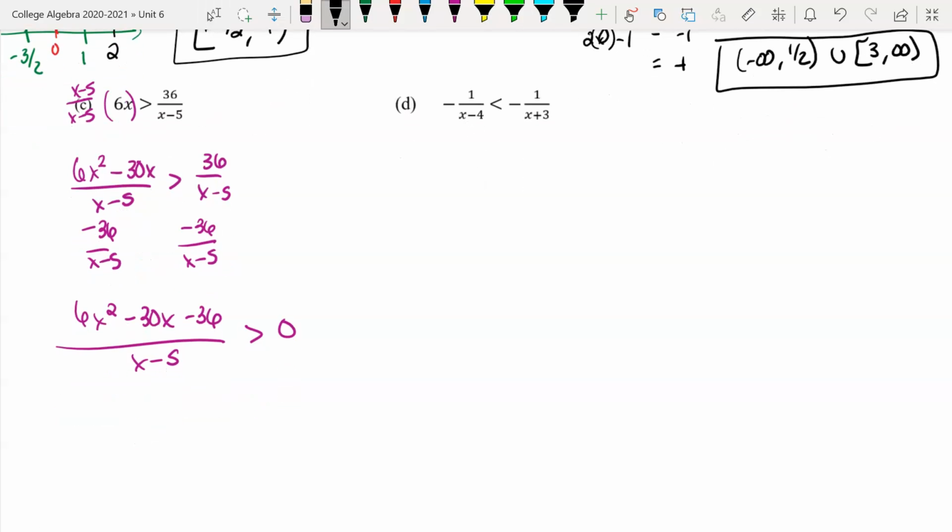I'm going to go ahead and factor the top. So I'm going to factor out a 6.